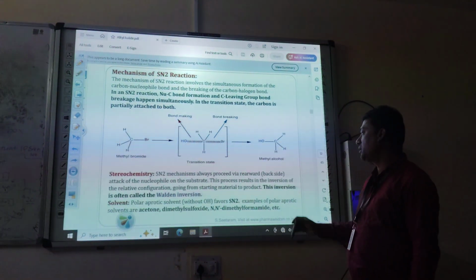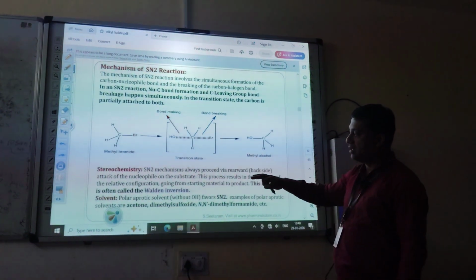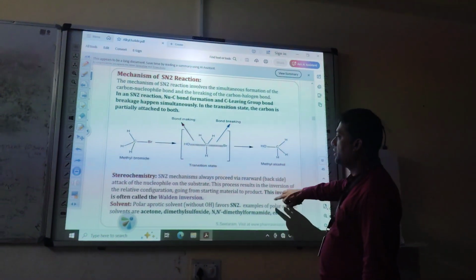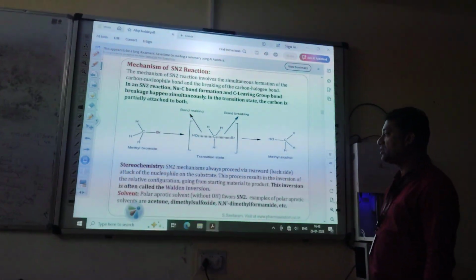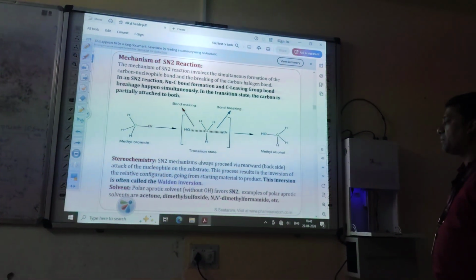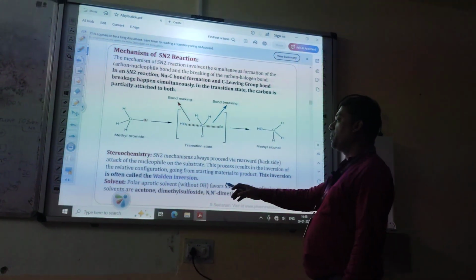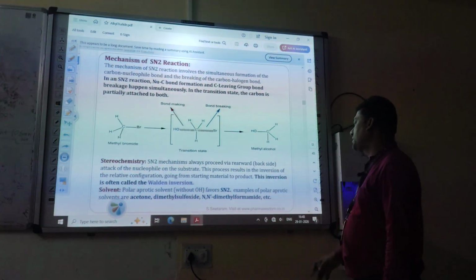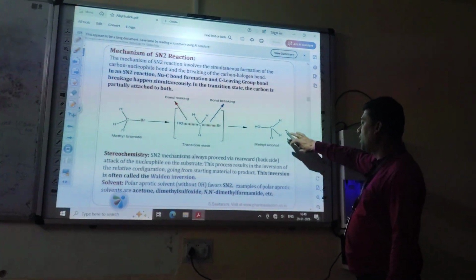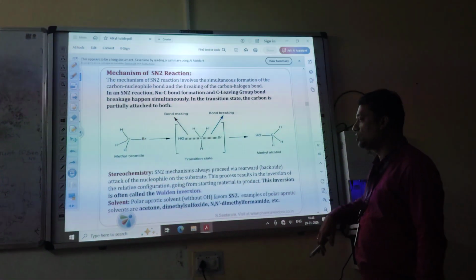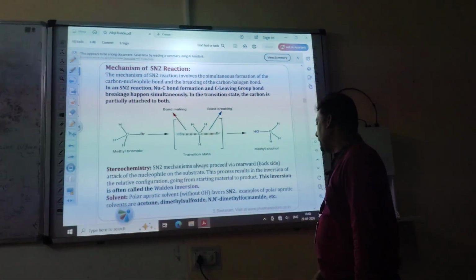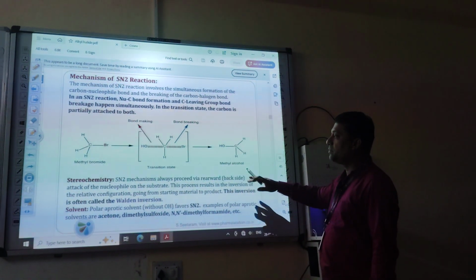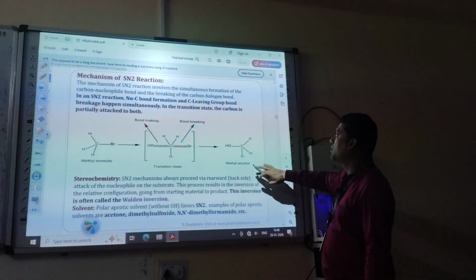In the previous year's internal examination, this question arose. Then solvent: a polar aprotic solvent without OH favors the SN2 reaction. Examples of polar aprotic solvents are acetone, dimethyl sulfoxide, N,N-dimethylformamide, etc. These solvents favor the SN2 reaction.